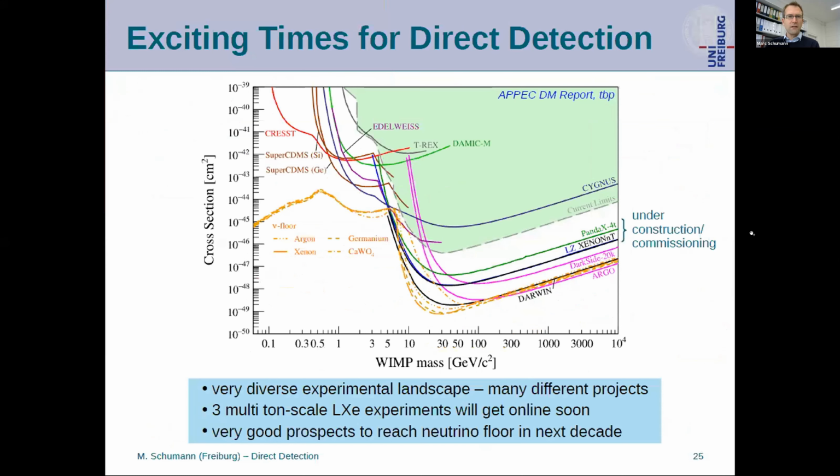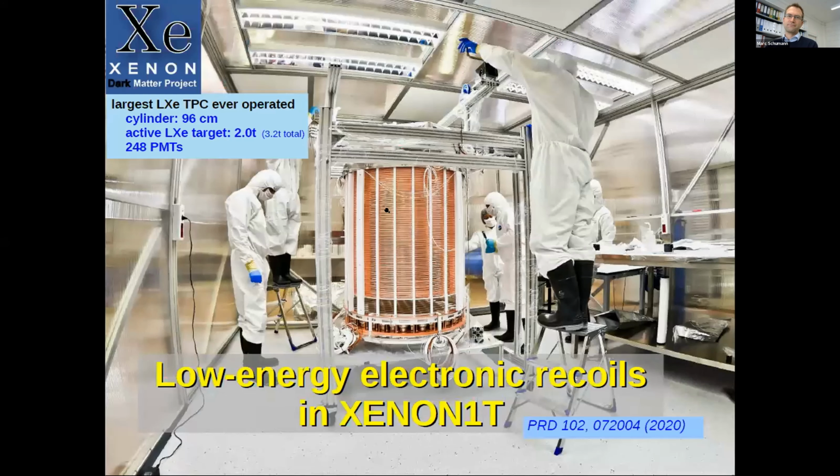I have to speed up a little bit. So that's the summary of the first part. This is a really exciting time for direct detection, especially because we have many different projects coming online soon, and we have 3 multi-ton liquid xenon experiments that will get online soon. They are under construction or commissioning. And we have very good prospects to reach this neutrino floor in the next decade, especially here around the 6 GeV. We will start to see those boron 8 neutrinos very soon.